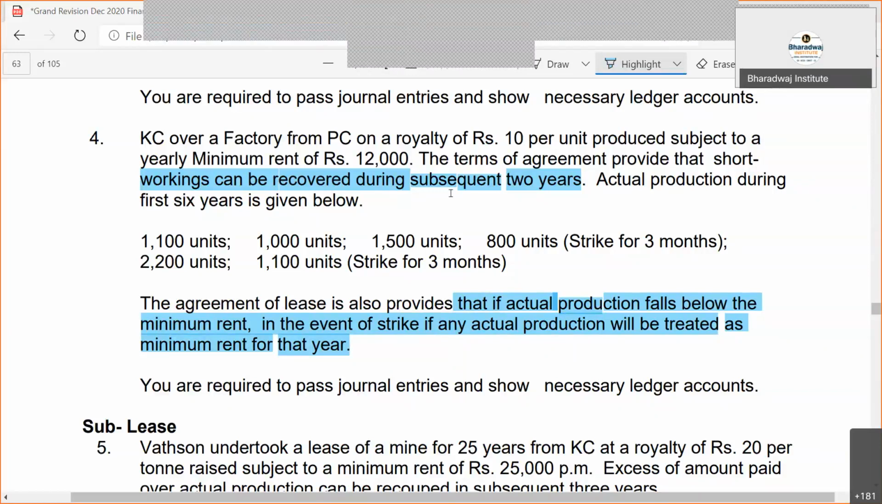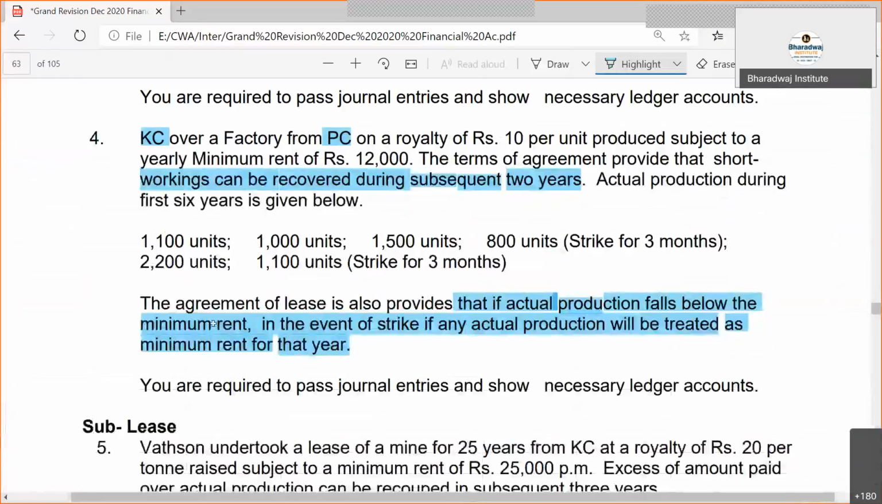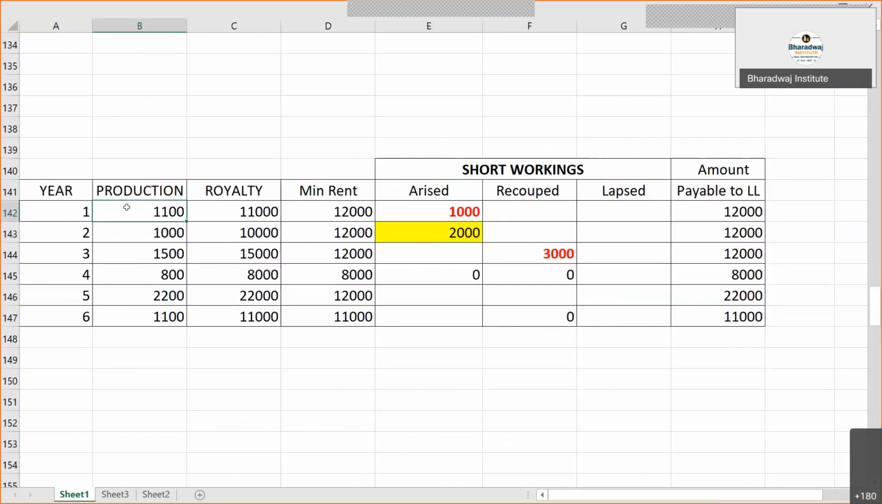Just prepare the table for this. Production is 1,000, 1,000, 1,500, 800, 2,000, 200,000.